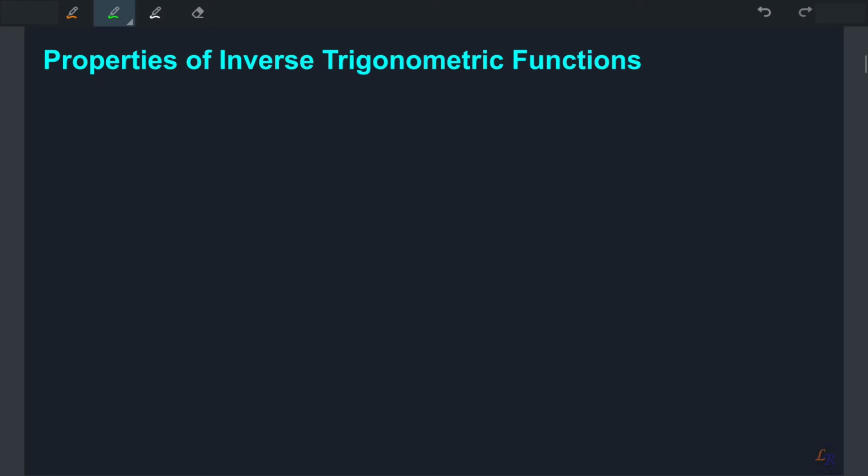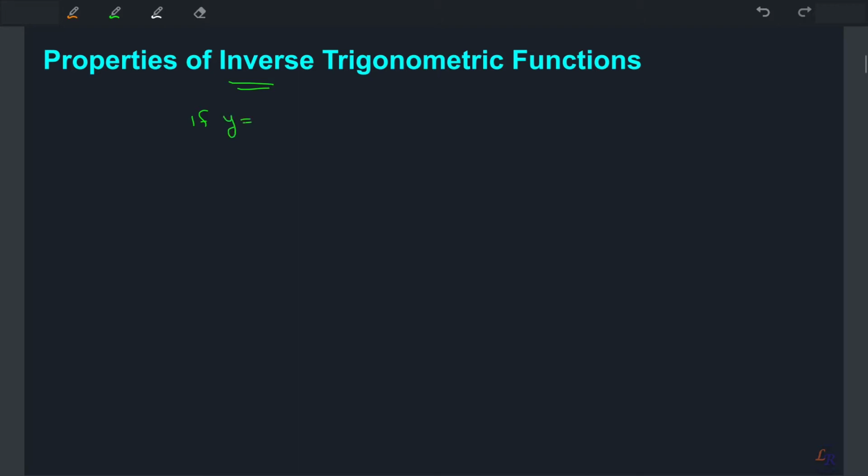Whenever we are talking about inverse trigonometric functions, we will always talk about the validity range, which is always in the principal value branches corresponding to those trigonometric functions. We have already seen what the principal value branch is for different trigonometric functions. So now we should be aware of it, and we should remember it for the different trigonometric functions.